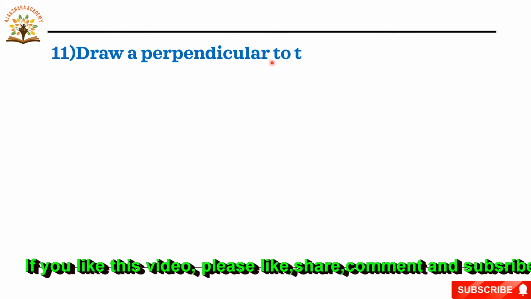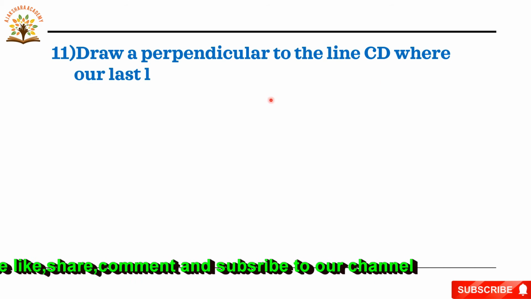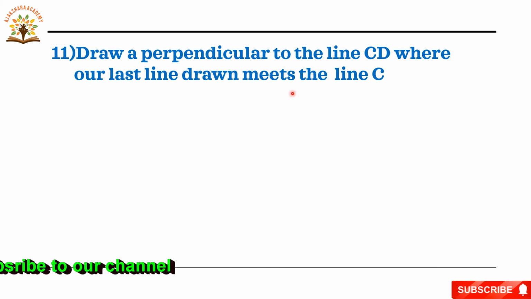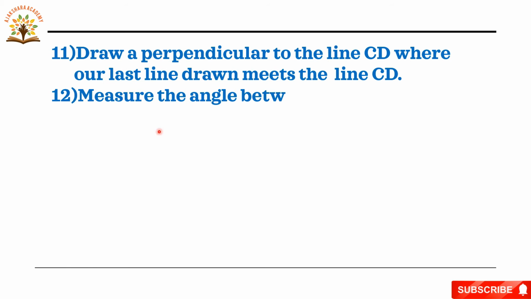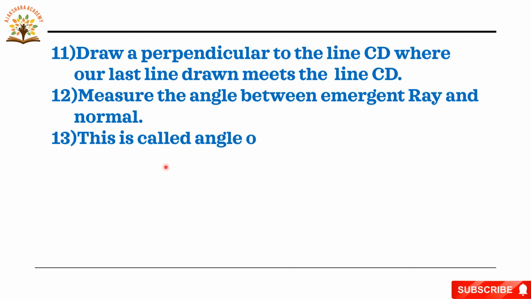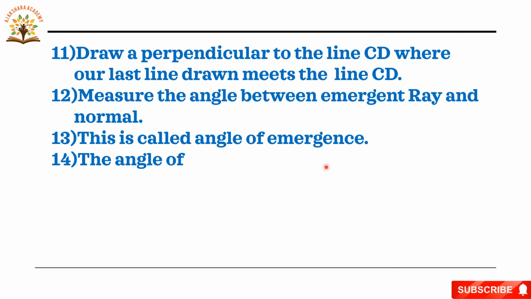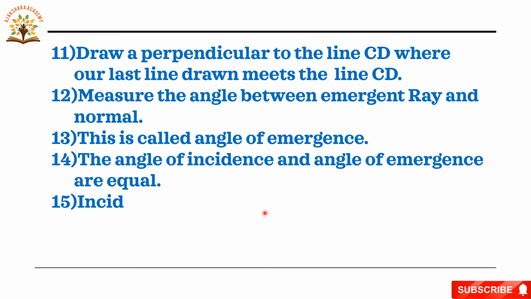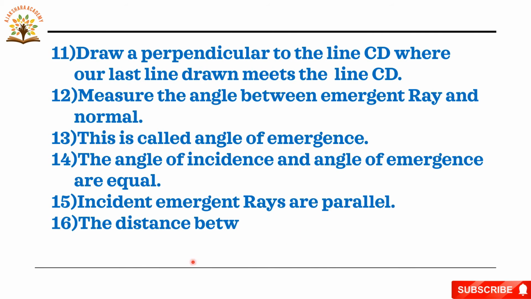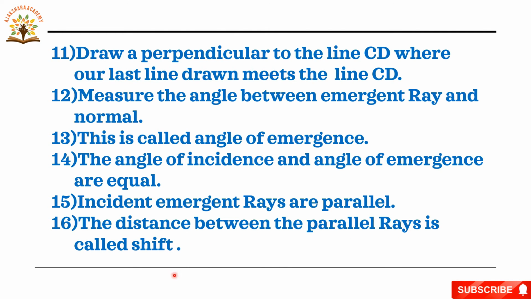Next, draw a perpendicular to the line CD where our last line drawn meets the line CD. Measure the angle between the emergent ray and the normal. This is called the angle of emergence. The angle of incidence and the angle of emergence are equal. Incident and emergent rays are parallel. The distance between the parallel rays is called shift.